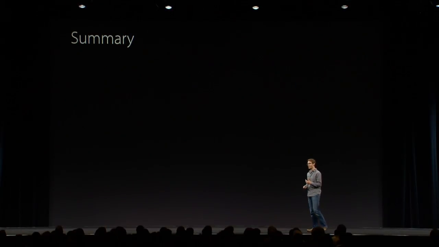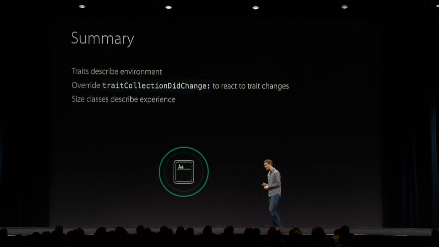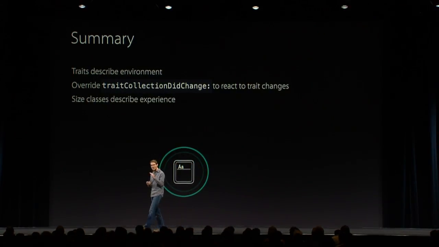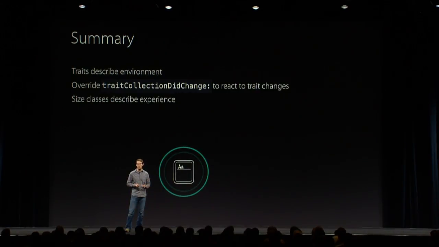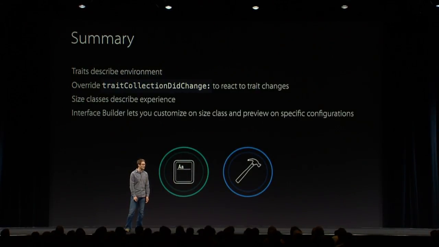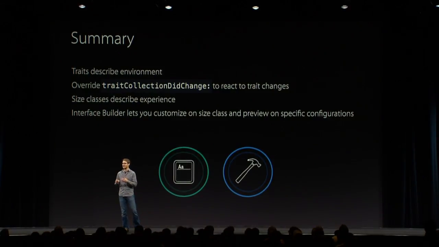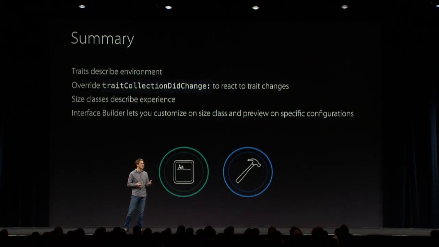So just in summary one more time. I talked about the fundamentals of the trait system. We talked about how traits describe the environment, how you're going to override trait collection did change to do all your adaptivity, taking advantage of those systems that do it for you, and that size classes describe the experience, how you're displaying information. Brent gave you a demo of the new workflows and the tools, and how Interface Builder now allows you to both see your interface in concrete devices while simultaneously being able to edit all the underlying data for the trait collections and the traits that you want to make your application adapt over.